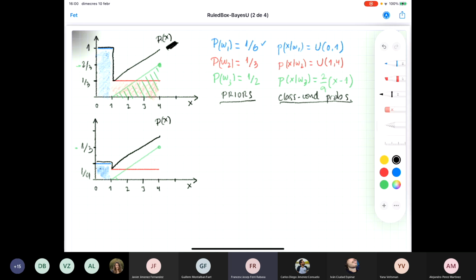Well, more or less. I mean, take into account that Px is a distribution. The integral has to be 1. And if you have a look, if this blue area is 1, the area under this black curve cannot be 1. So this is not correct. This one is correct.